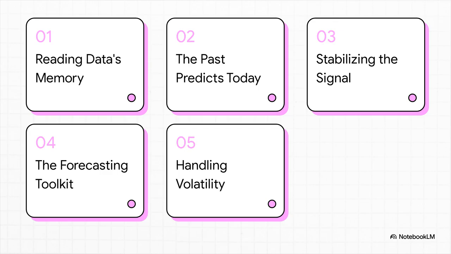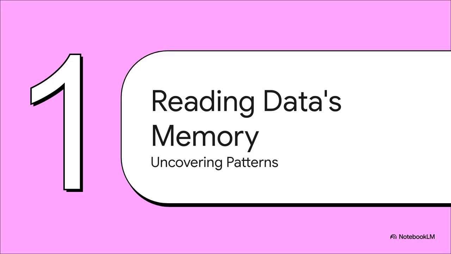So here's our game plan for today. First, we're going to learn how to read our data's memory. Then we'll use that to build our first predictive model. After that, we'll figure out how to stabilize messy data, put together the full ARIMA toolkit, and finally, we'll even learn how to tackle some of that real-world volatility. Okay, let's start right at the beginning.